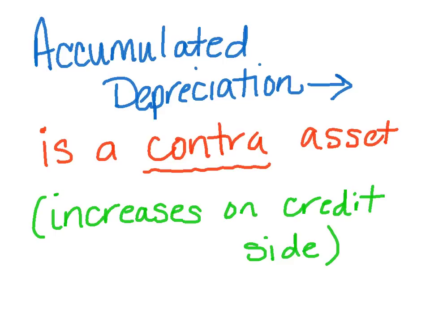It's still an asset. And if you think about the title, accumulated depreciation, and you think about what those words mean, accumulated means to accumulate or to build upon or to add up. So this account is allowing the depreciation to build up or add up.